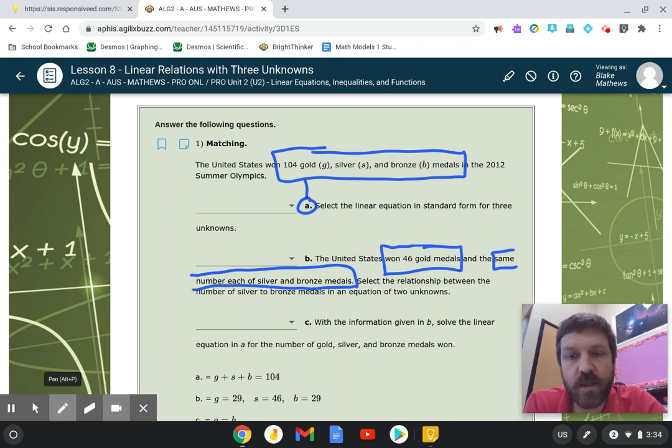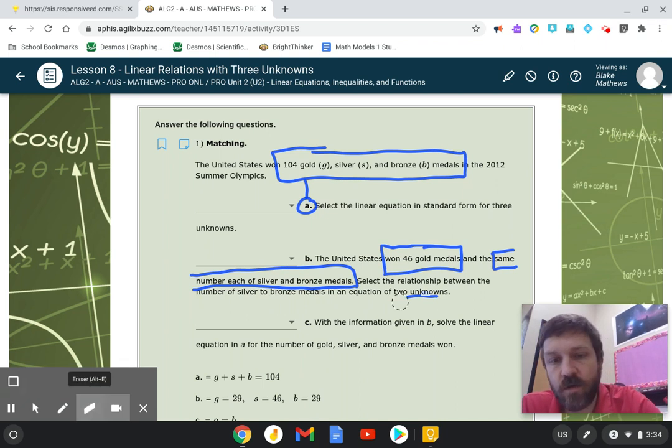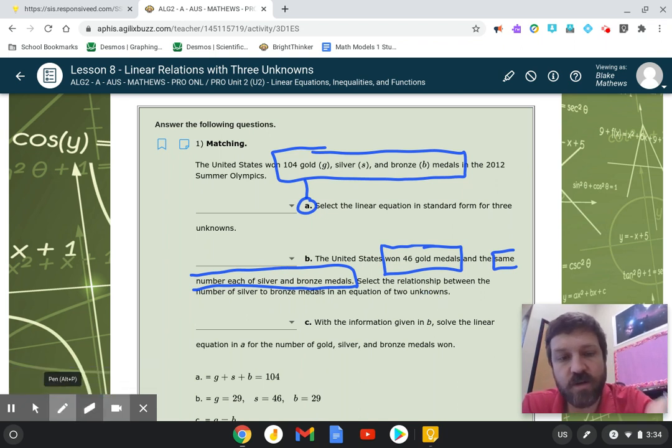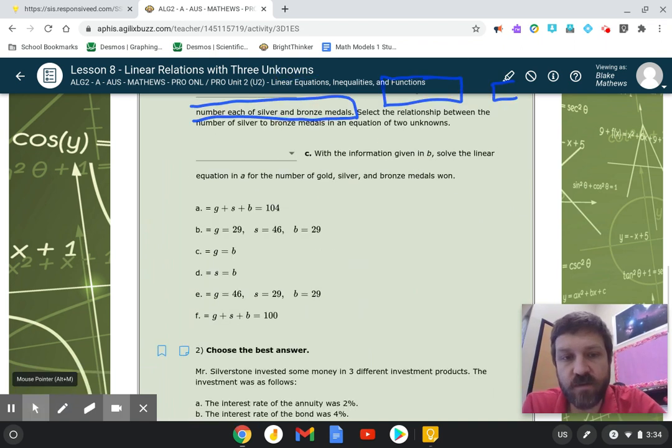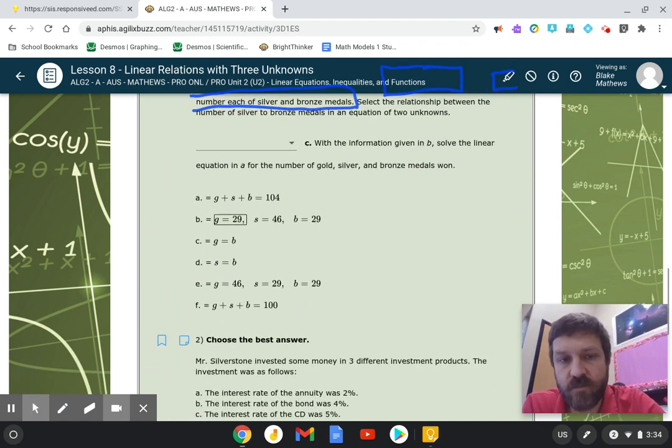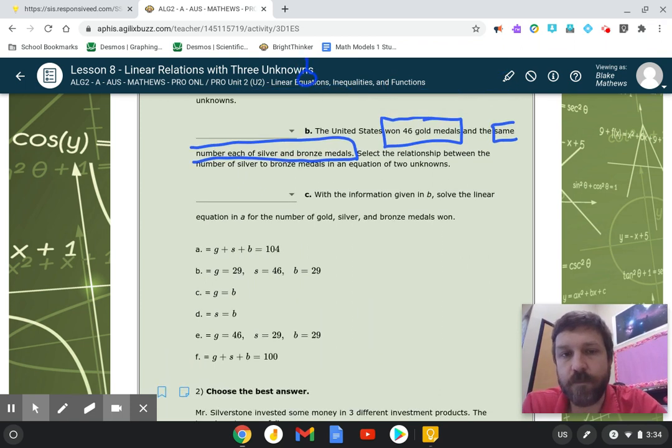And then it says select the relationship between the number of silver to bronze medals in an equation of two unknowns. So just two variables. You should be able to find an equation easily that has the same number of silver and bronze. So one of the equations down here says that the silver and bronze are the same.